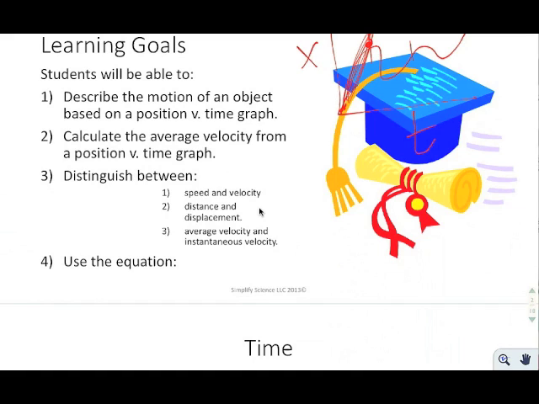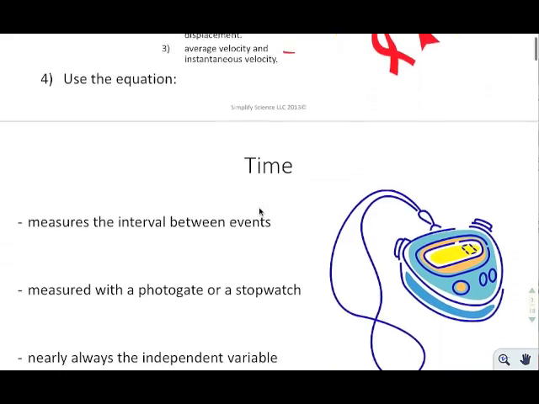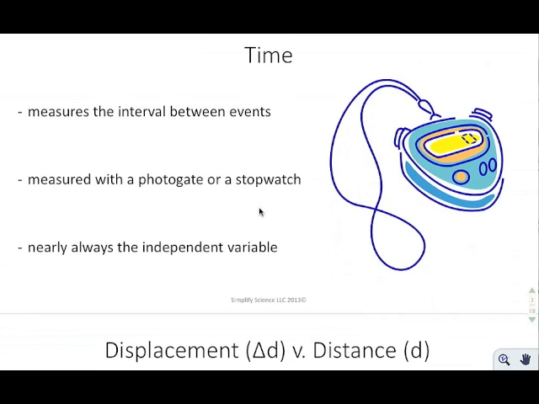And then you need to be able to distinguish between speed and velocity, distance and displacement, and average velocity and instantaneous velocity. A lot of people get these terms mixed up, so it's really important that you be able to distinguish between those. And then you need to be able to use one of the equations that we will talk about. So, time.